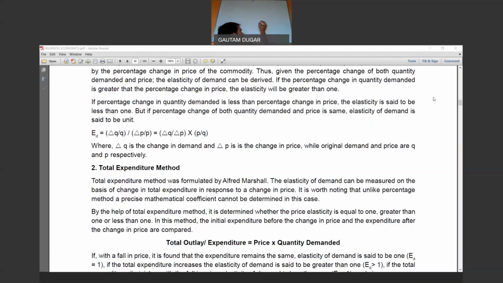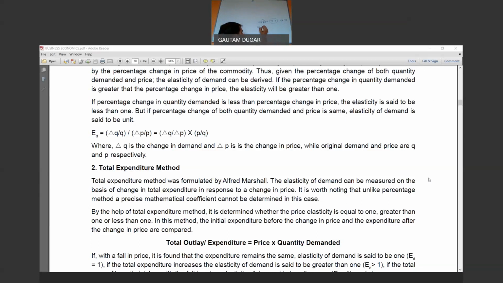One, if price is reduced, your quantity will increase. But in that case, if the total expenditure of the consumer has increased, that means if price is reduced and total expenditure has increased, the price and total outlay are moving in the opposite directions. Then we see that the elasticity of demand is greater than 1.